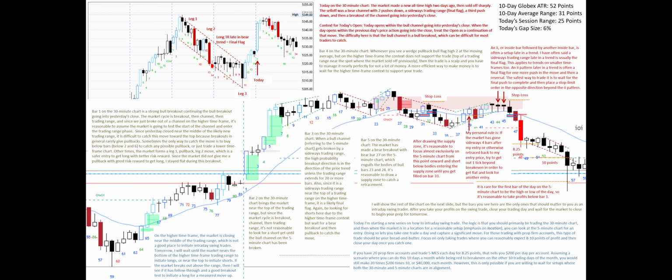On the higher time frame, the market is closing near the middle of the trading range, which is not a good place to initiate intraday swing trades. Tomorrow, I will wait until the market nears the bottom of the higher time frame trading range to initiate longs, or near the top to initiate shorts. If the market breaks out above the range, then I will see if it has follow-through and a good breakout test to initiate a long for a measured move up.